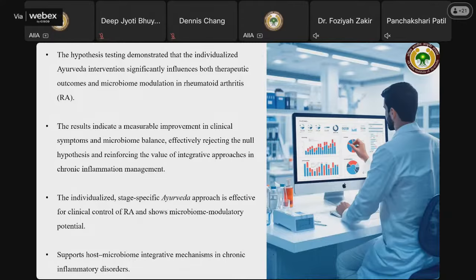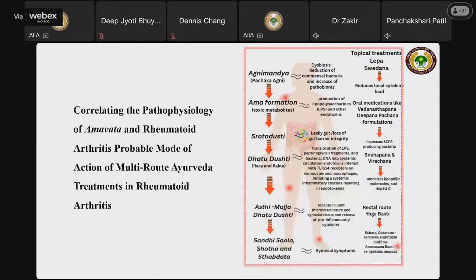So the hypothesis demonstrated that the Ayurveda intervention significantly influences both therapeutic outcomes and microbiome modulation in RA, and the results indicate measurable improvement in clinical symptoms and microbiome balance, effectively rejecting the null hypothesis and reinforcing the value of integrative approaches in chronic inflammatory management. The individualized stage-specific Ayurveda approach is effective for control of RA and shows microbiome modulatory potential, supporting a host-microbiome integrative mechanism in chronic inflammatory diseases.